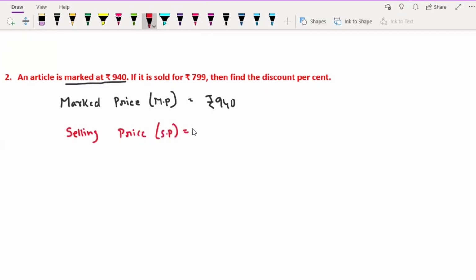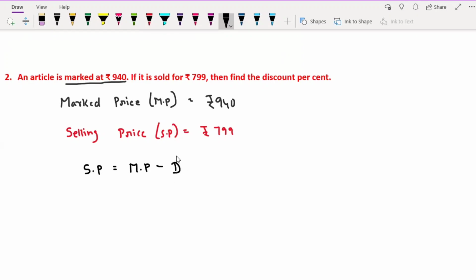Selling price is rupees 799. And they're asking you to find out the discount and that too in percentage. Okay. So first of all, we have got the formula to calculate. What's that formula? You may be aware of that while doing this chapter. That is the selling price is equal to marked price minus discount, right?